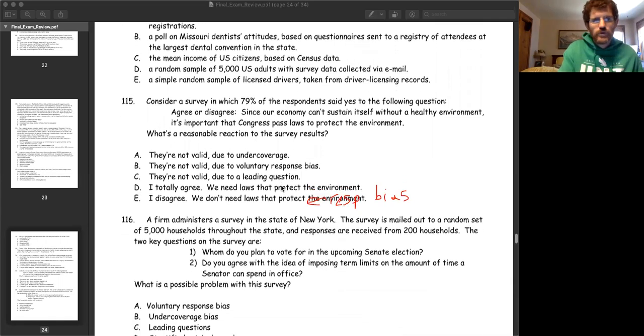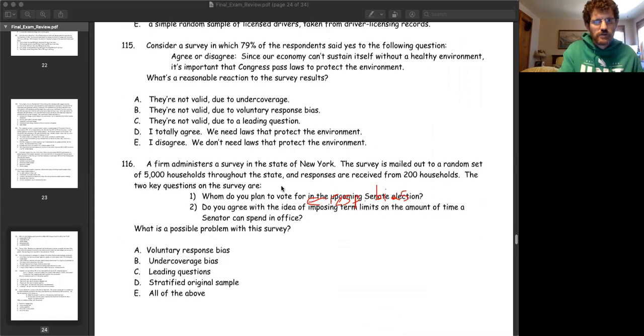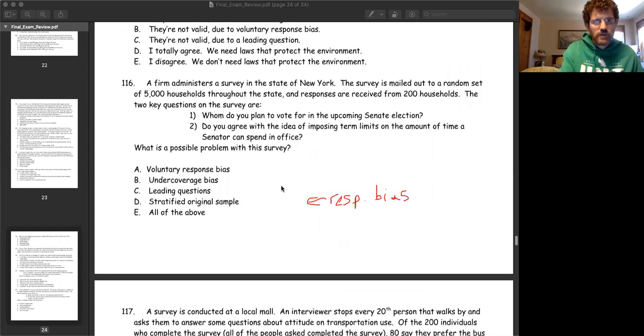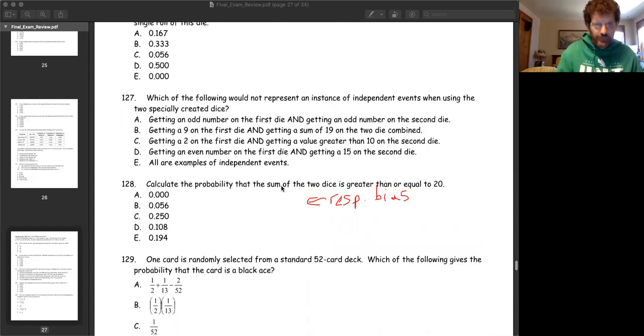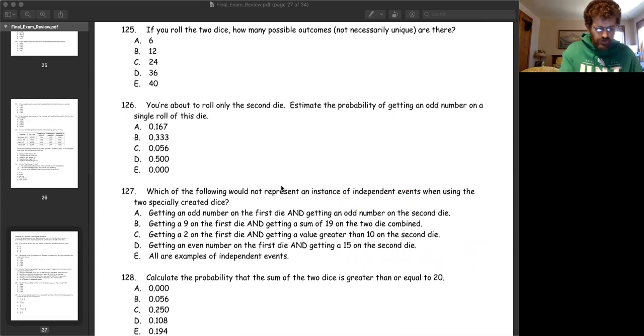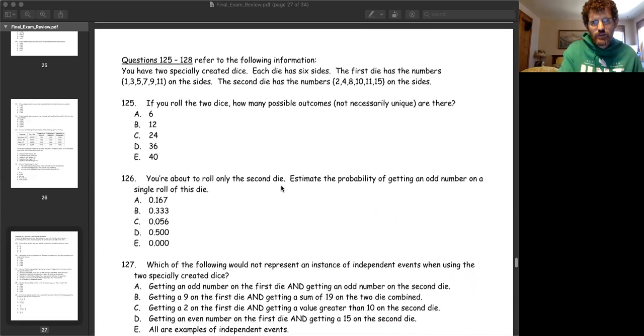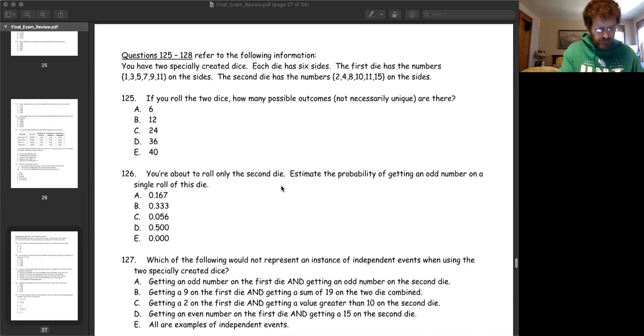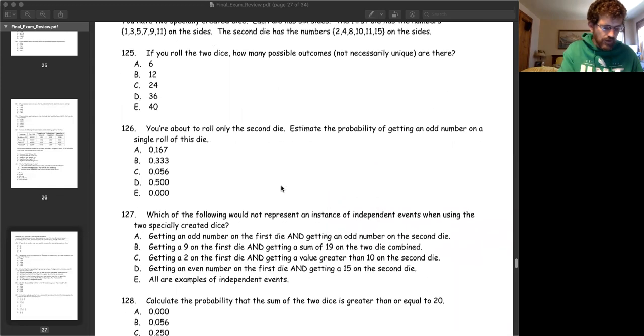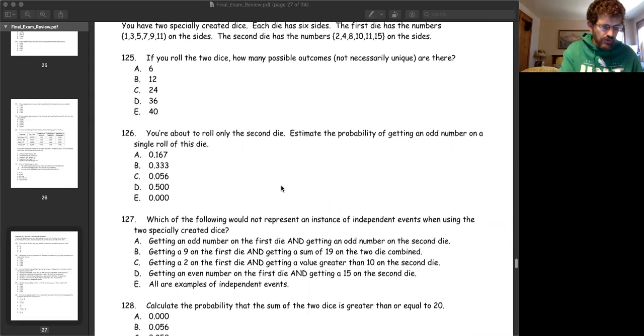I'm going to jump down to 128 now. Okay, this one's a fun one. So we've got two dice up here. Let me scroll up just a little bit. There you go. You can see it. The first die has these numbers, and the second one has these. And we want to figure out the probability of getting a sum greater than or equal to 20.